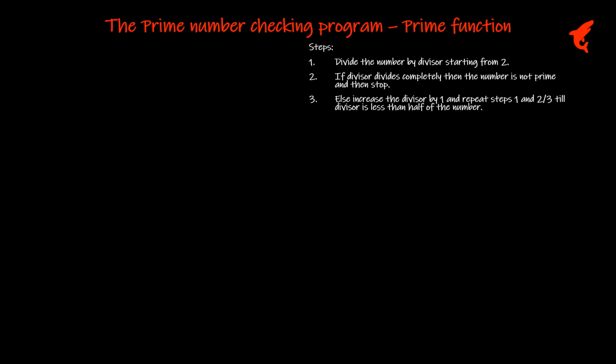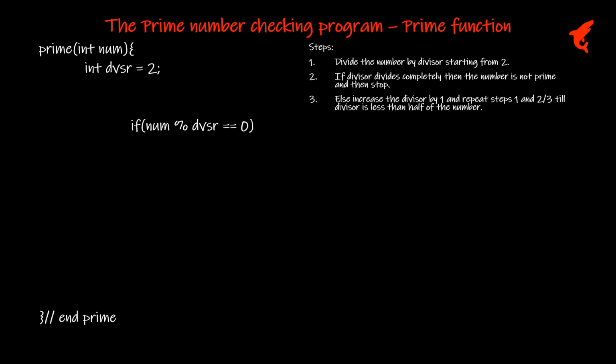Now we will see the code for the prime function. The function has one parameter num of type int. We declare a variable dvsr initialized to 2 to divide each value of num. We then have an if condition where num modulus dvsr is equal to 0. If yes, we stop the loop execution as per step 2. Else we increase the value of dvsr by 1. The statements from the if condition till incrementation of dvsr are in a loop which will run till dvsr value is less than half of num.